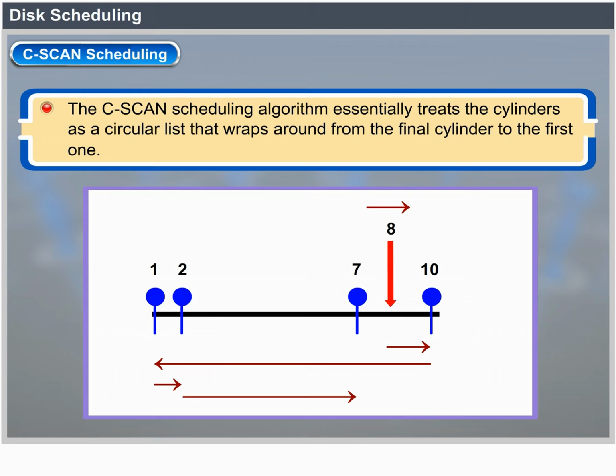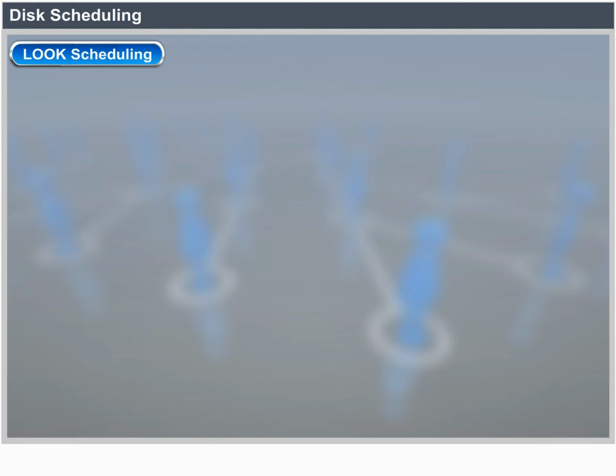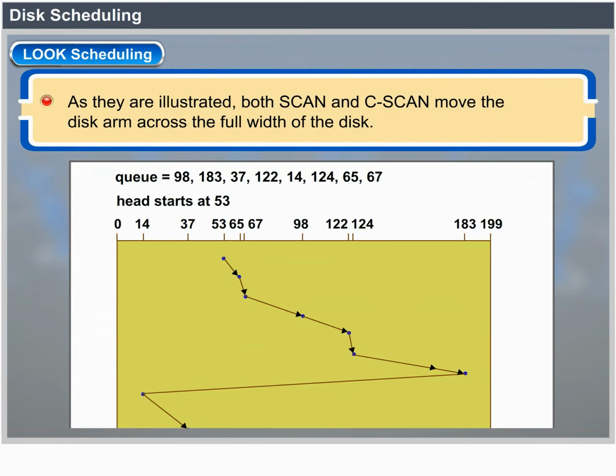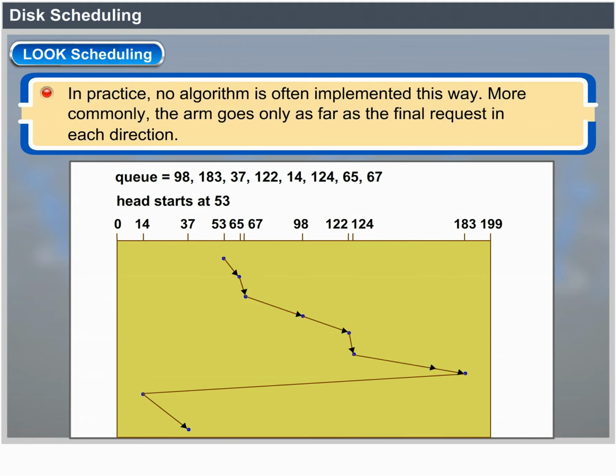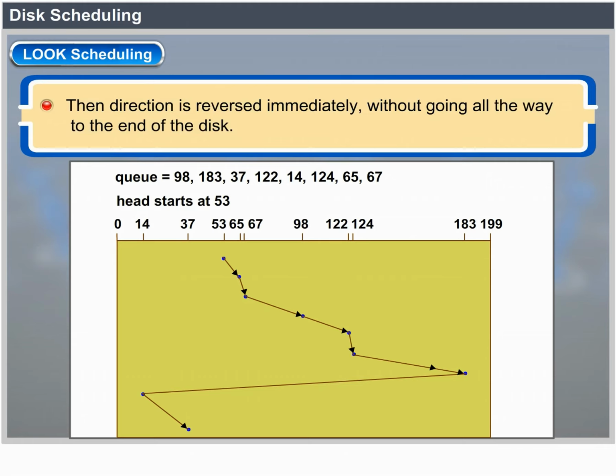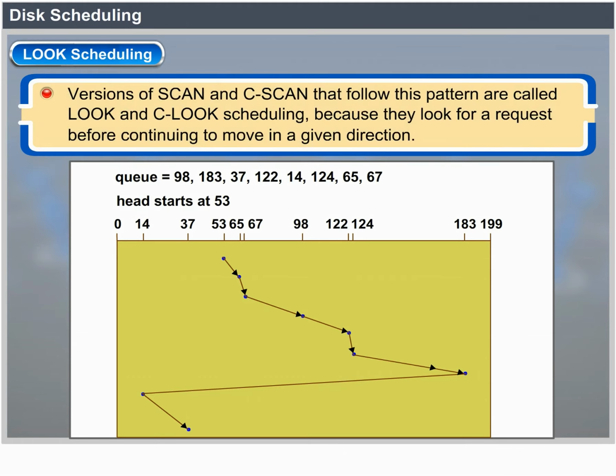LOOK scheduling. As we described them, both SCAN and C-SCAN move the disk arm across the full width of the disk. In practice, neither algorithm is often implemented this way. More commonly, the arm goes only as far as the final request in each direction. Then, it reverses direction immediately without going all the way to the end of the disk. Versions of SCAN and C-SCAN that follow this pattern are called LOOK and C-LOOK scheduling because they look for a request before continuing to move in a given direction. Figure below.